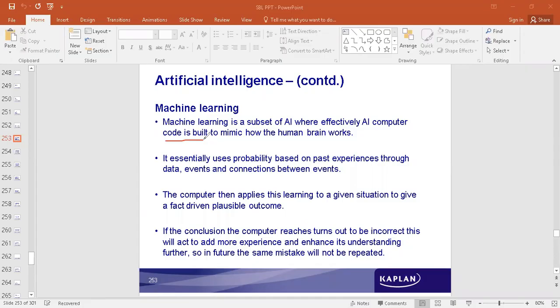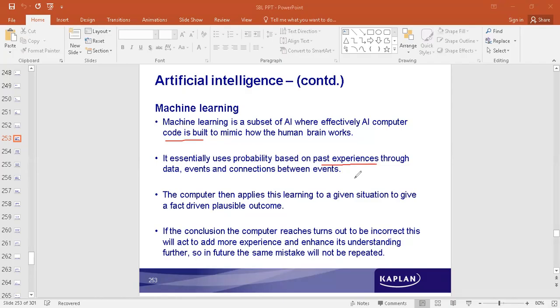So in machine learning, the algorithm or the code is fed into the machine such that the machine is able to interpret or understand how the human brain works and also learn from that. It essentially uses probability based on past experiences. From past experiences, the learning happens through data, events, and connections between events. So it is learning from past experiences.